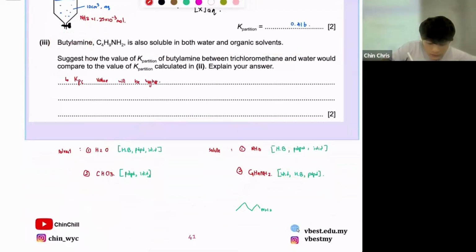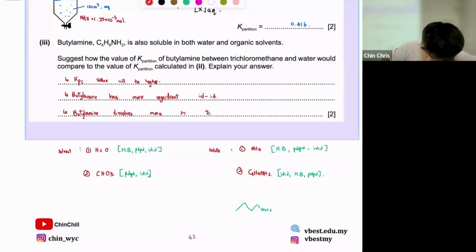So I can mention that your butylamine has a more significant instantaneous dipole-induced dipole interaction, hence my butylamine dissolves more in trichloromethane. Let's go.